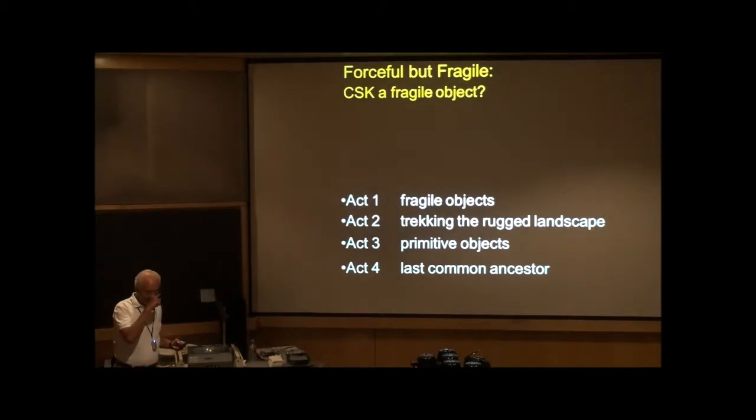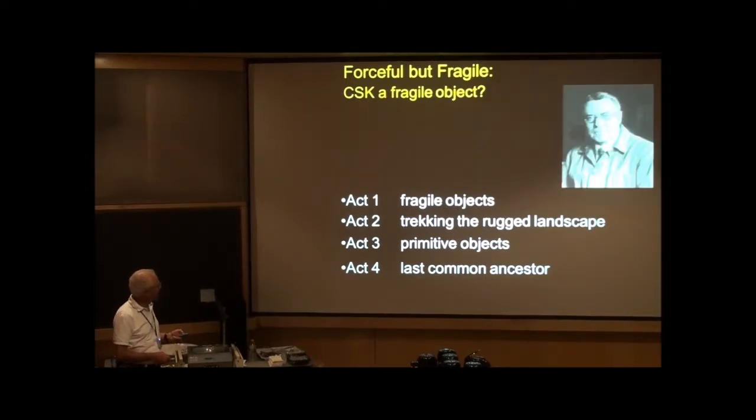Okay, so I've structured this hour as kind of like a play in 4 acts. So one is about this fragility, cells as fragile objects, trekking the rugged landscape, that's collective cell migration. And here I'm going to talk about, if we get to it, and it's not important that we do, but if there's time, evolution, how primitive cells are. We're made out of actually very primitive material, and the question of the last common ancestor.